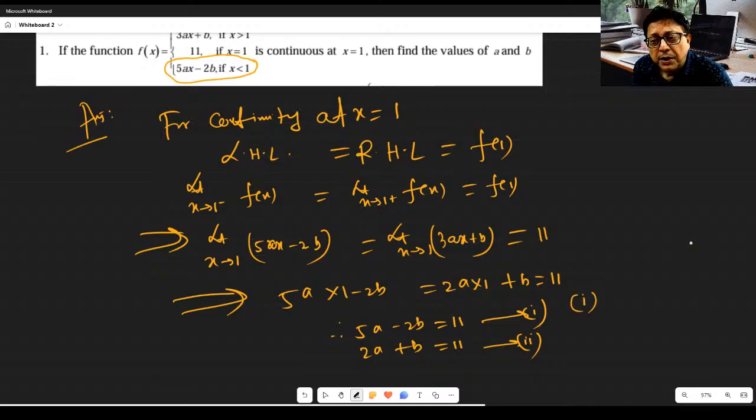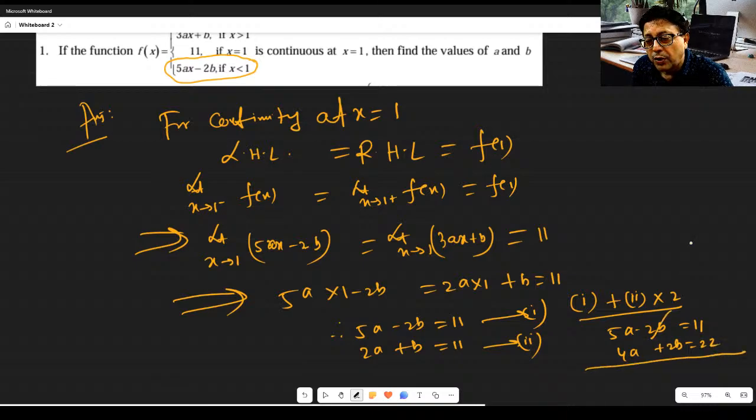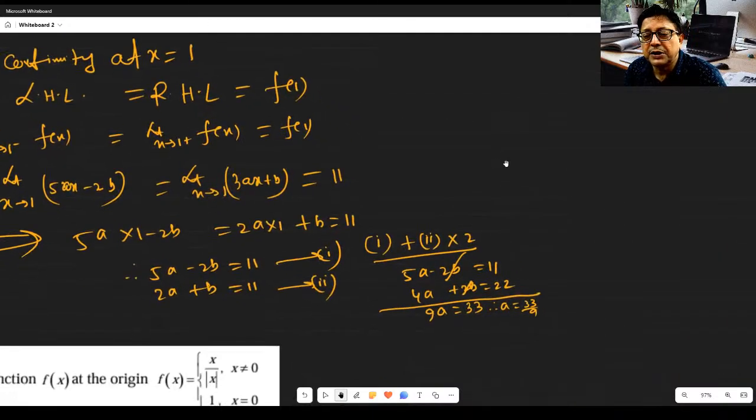Let us solve. Multiply with 1 you add 2, after multiplying by 2. So 5a minus 2b equal to 11, 4a plus 2b equal to 22. On adding these two, 9a equal to 33. So a is equal to 33 by 9. This is 11 by 3. A we got 11 by 3, it's coming, no? Because 5a plus 4a 9, and that side is 33.